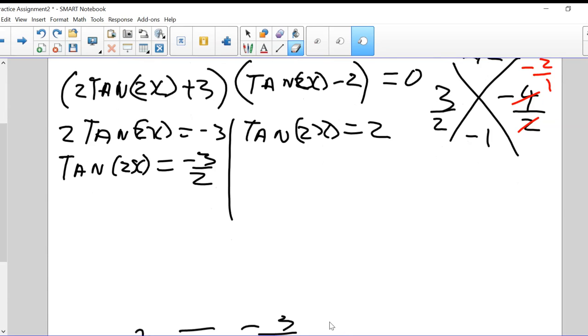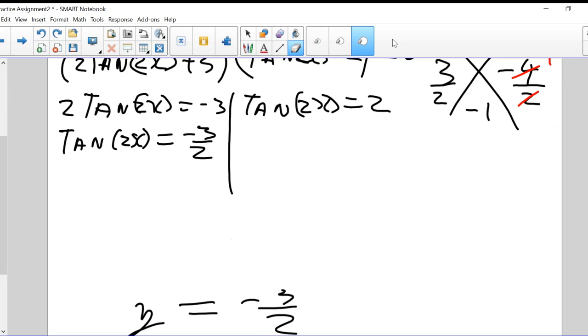Axel, what is my next line? I'm trying to eventually, oh, there's some more stuff here to erase. Hang on. Okay, what is my next line going to say after that? If the tan of 2x equals minus 3 over 2, what should my next line say as I'm trying to solve this thing?